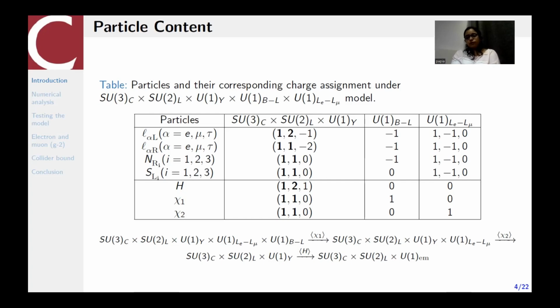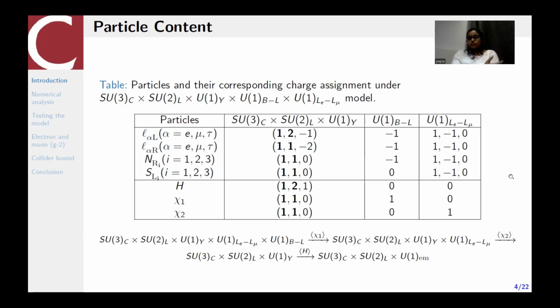And in the BSM, we have just taken 2 extra gauge symmetries, like U1 B minus L and U1 L mu minus L tau. So here I have given the particles in the table. In the extra of SM particles, we have taken the N_Ri and S_Li, where i represents 1, 2, 3, and then the SU3C, SU2L, and U1Y quantum charges for these extra particles are 1, 1, 0, because they are singlet under this symmetry.